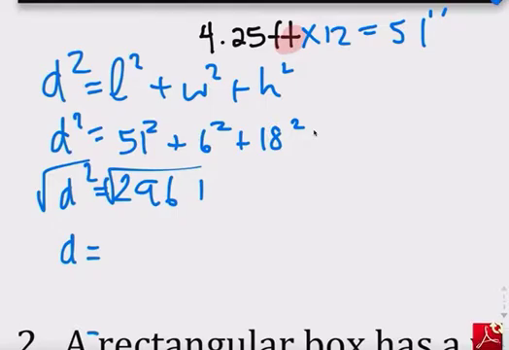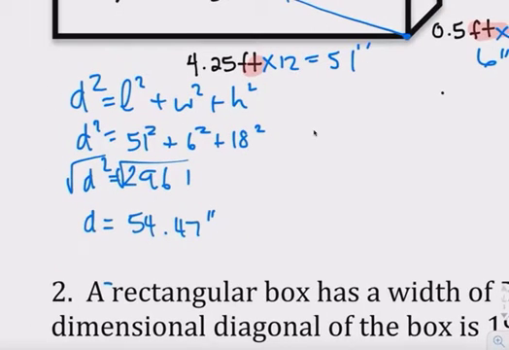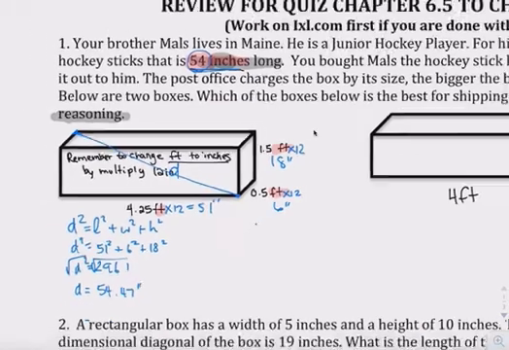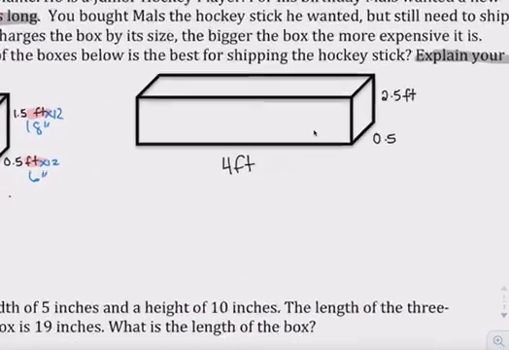The square root of 2961 equals 54.47 inches. Not bad. That's very close to 54 inches. So that may be it, unless this is closer.